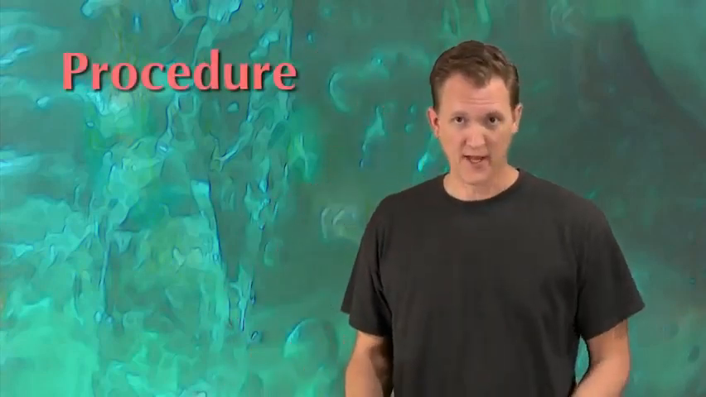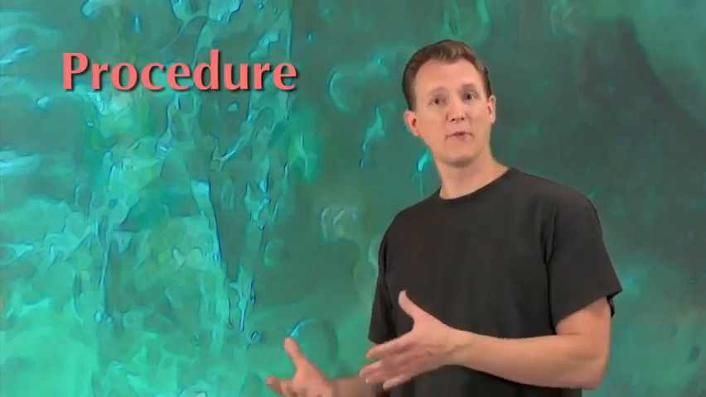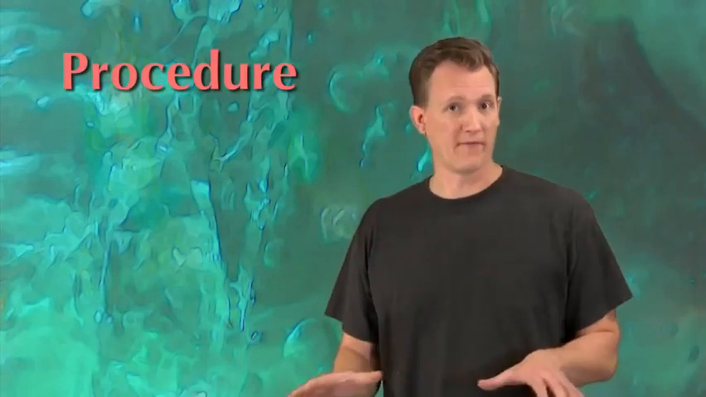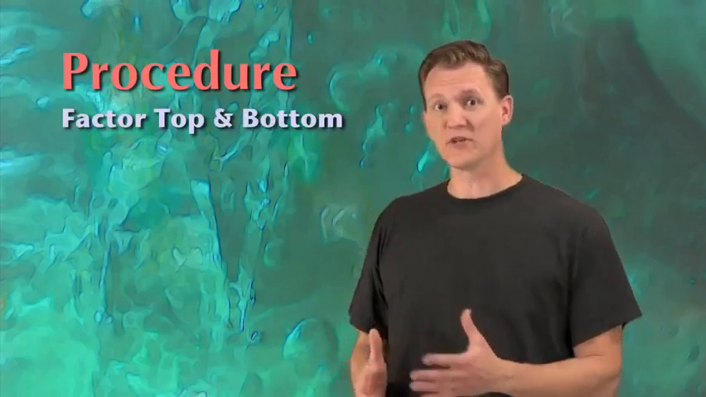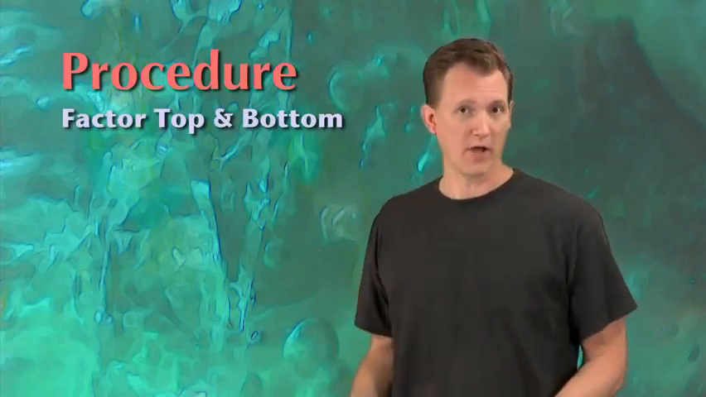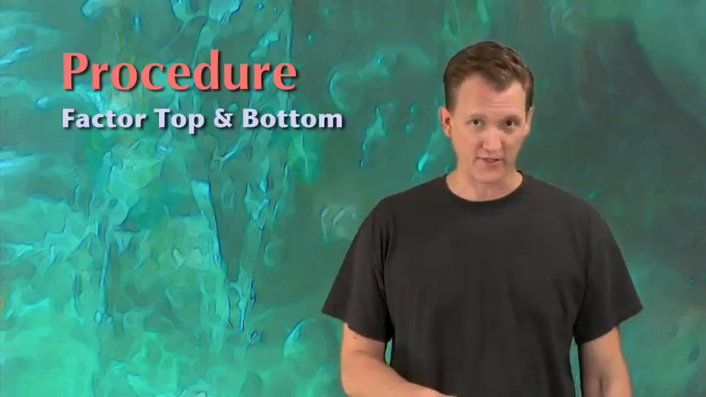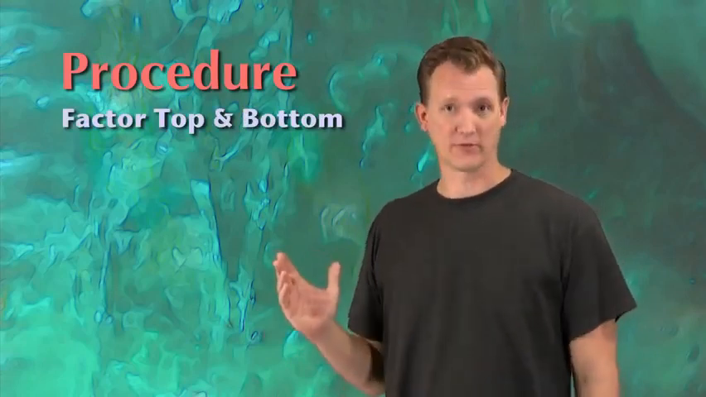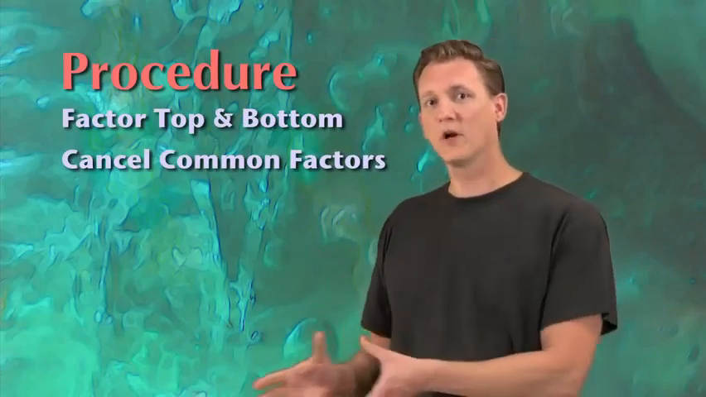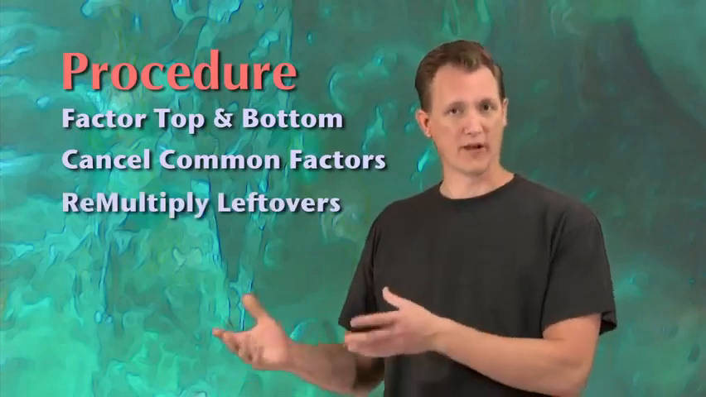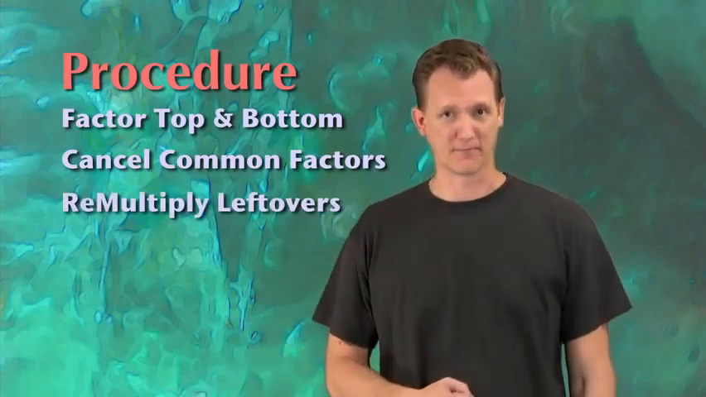Welcome to part 2 of simplifying fractions. In part 1, we learned the procedure for simplifying fractions. Basically, you just take the top and bottom numbers and factor them down to their prime factors. And then you see if there's any factors that are the same on the top and bottom. We call those common factors. And if there are, you just cancel them out. And once you've canceled out all the common factors, you remultiply whatever's left over to get your final answer.